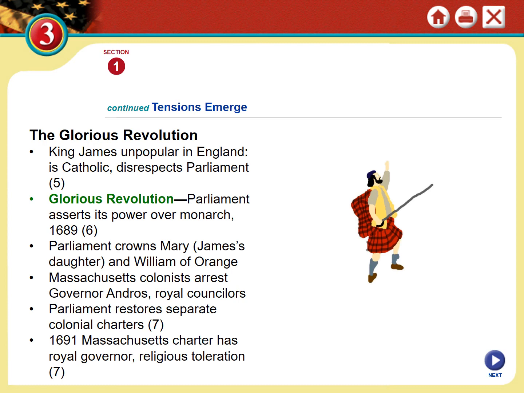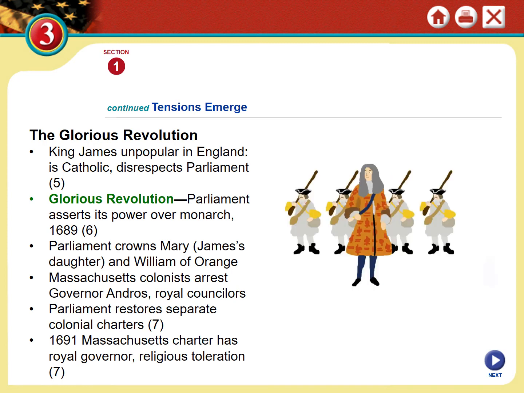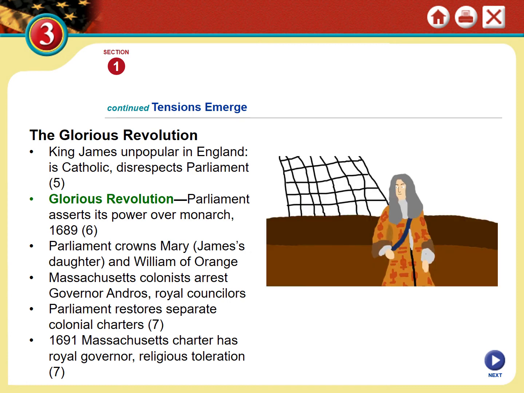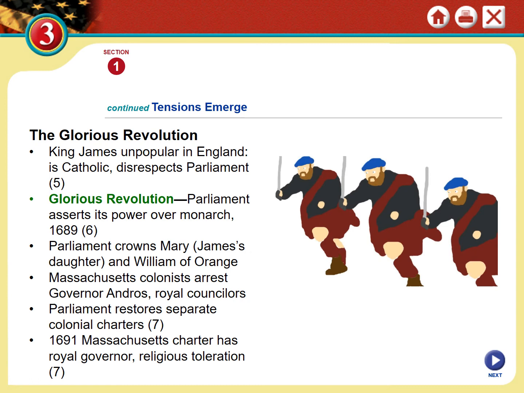If you're still scrambling to find a topic, this would be a great one for this week in terms of pre-revolutionary rebellions. And then finally, in 1691, the Massachusetts Charter had a royal governor, and by decree, religious toleration, so no more banishments of Anne Hutchinson types.